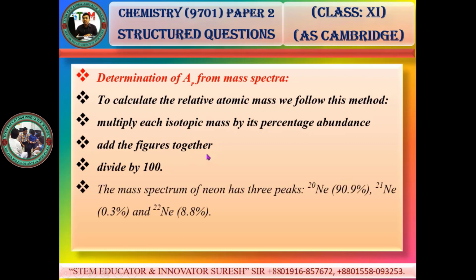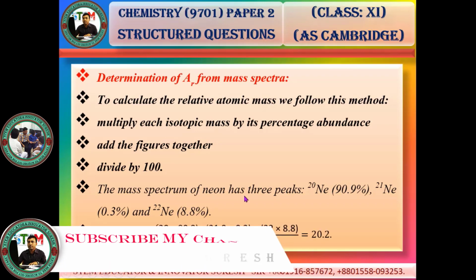Okay, so the mass spectrum of neon has 3 peaks like this. 20 neon is 90.9%, 21 neon is 0.3%, and 22 neon is 8.8%.